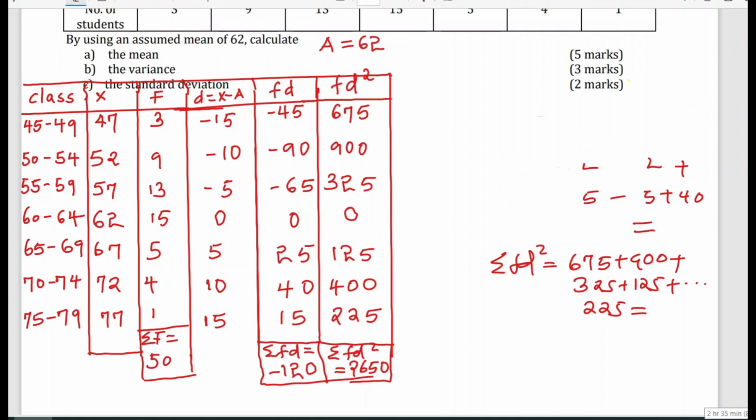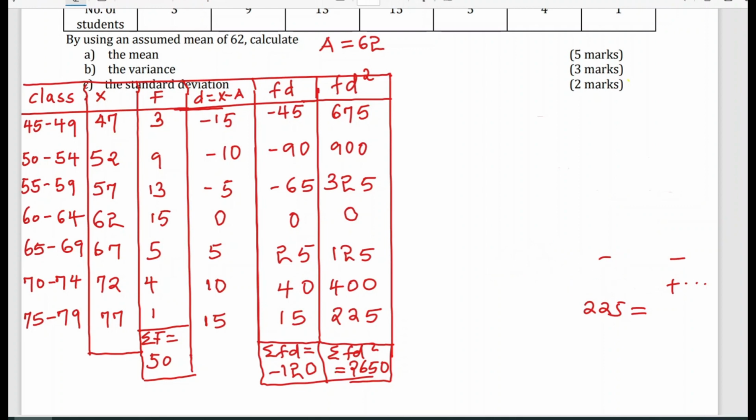Let me rub this rough work again so that we can now calculate our mean, because we have the table, so we can now easily calculate our mean, the variance, and the standard deviation. How can we get mean? We said mean in statistics is represented by x bar. So that is mean. X bar is always equal to, when we use assumed mean, the assumed mean plus sum of FD over sum of F.